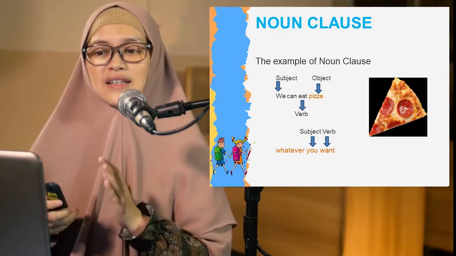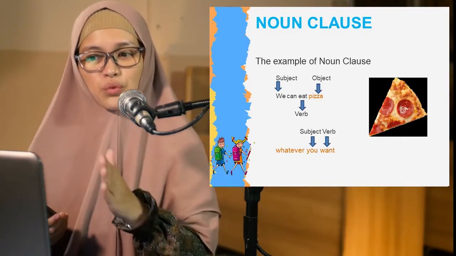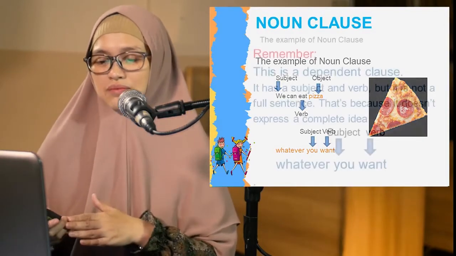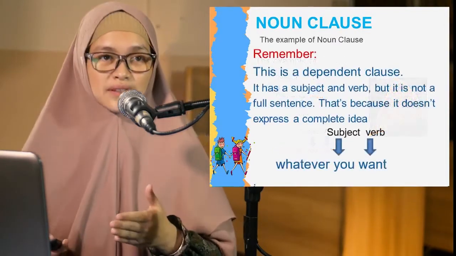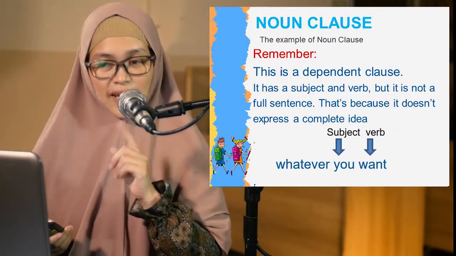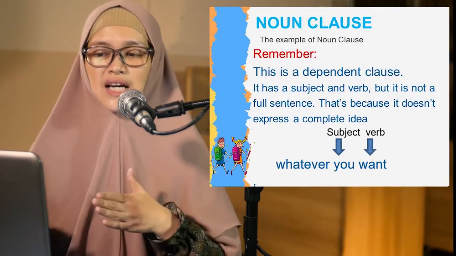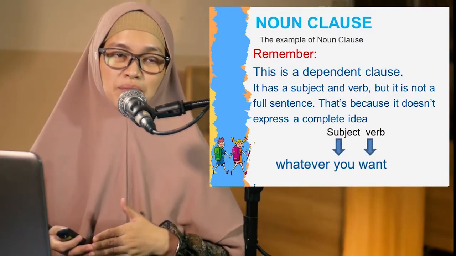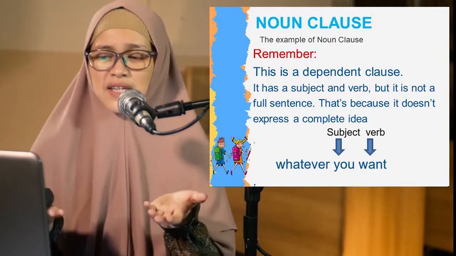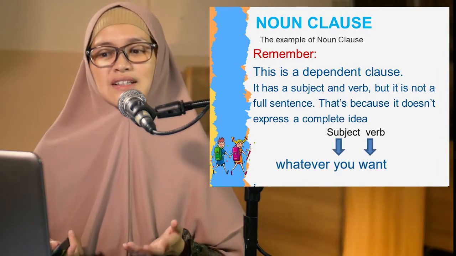Okay, these are examples of a noun clause. Because "we" is a noun, "pizza" is also a noun, right? Now, "whatever you want here", remember, this is a dependent clause, because we cannot understand "whatever you want" by itself. What do you mean by saying "whatever you want"? We don't understand that, right?